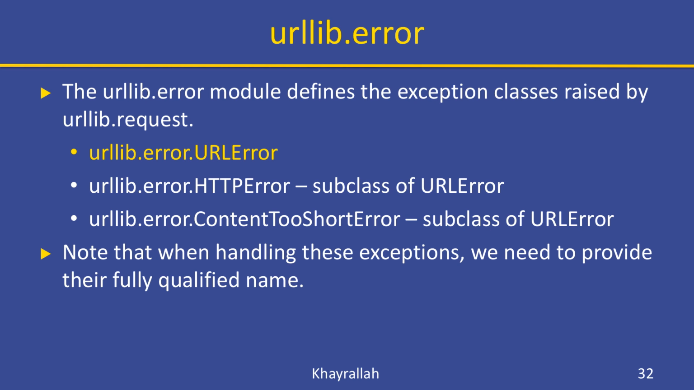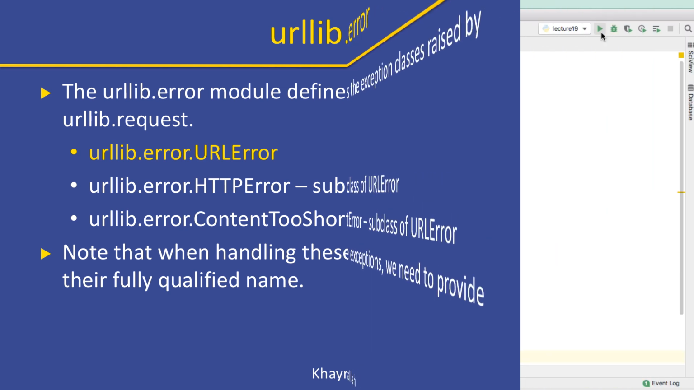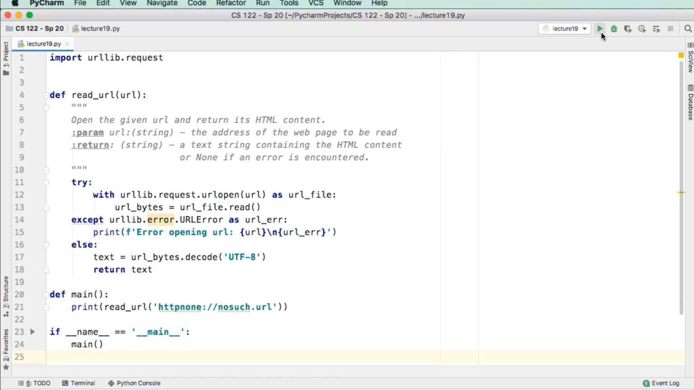Let's go to PyCharm to see how we can handle these errors in our code. So here we have written a function, readURL, that takes a URL string as an argument. Our function attempts to open the URL with urlopen and read it by invoking read on the file-like object returned by urlopen. Of course, we said that read returns bytes, not strings, so we save the return value from read in a variable called urlbytes.